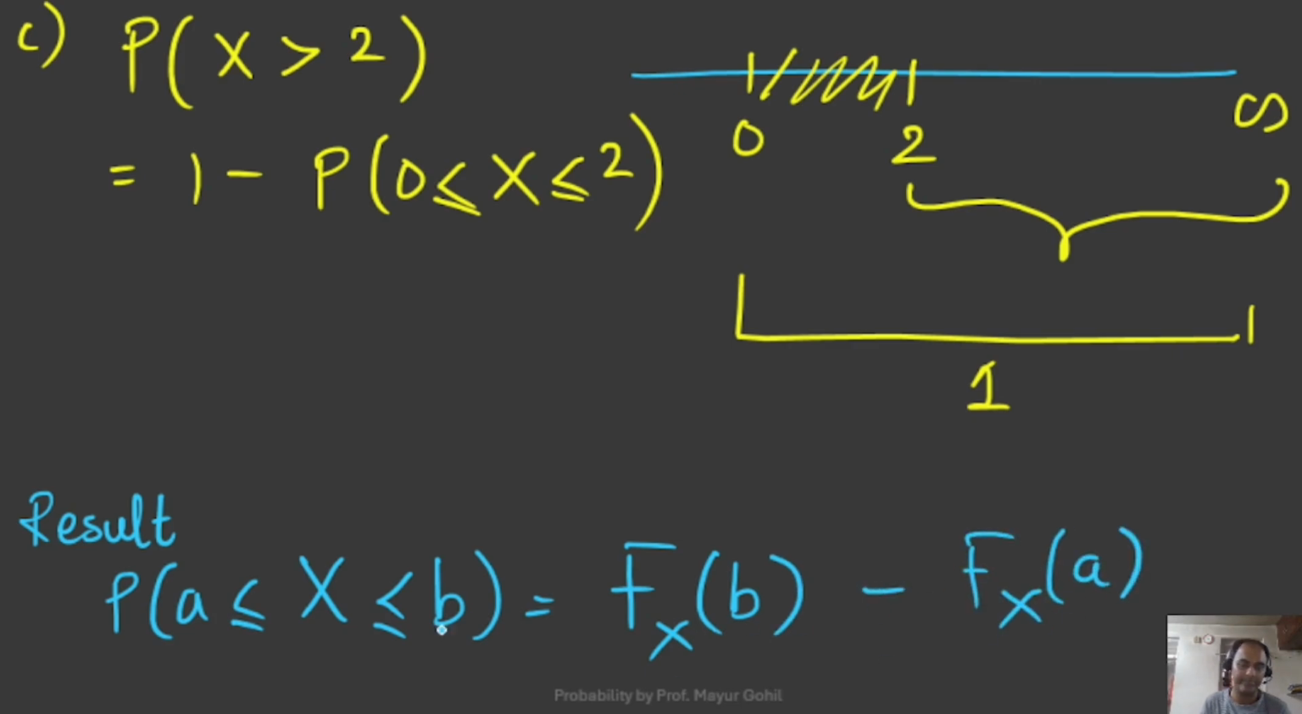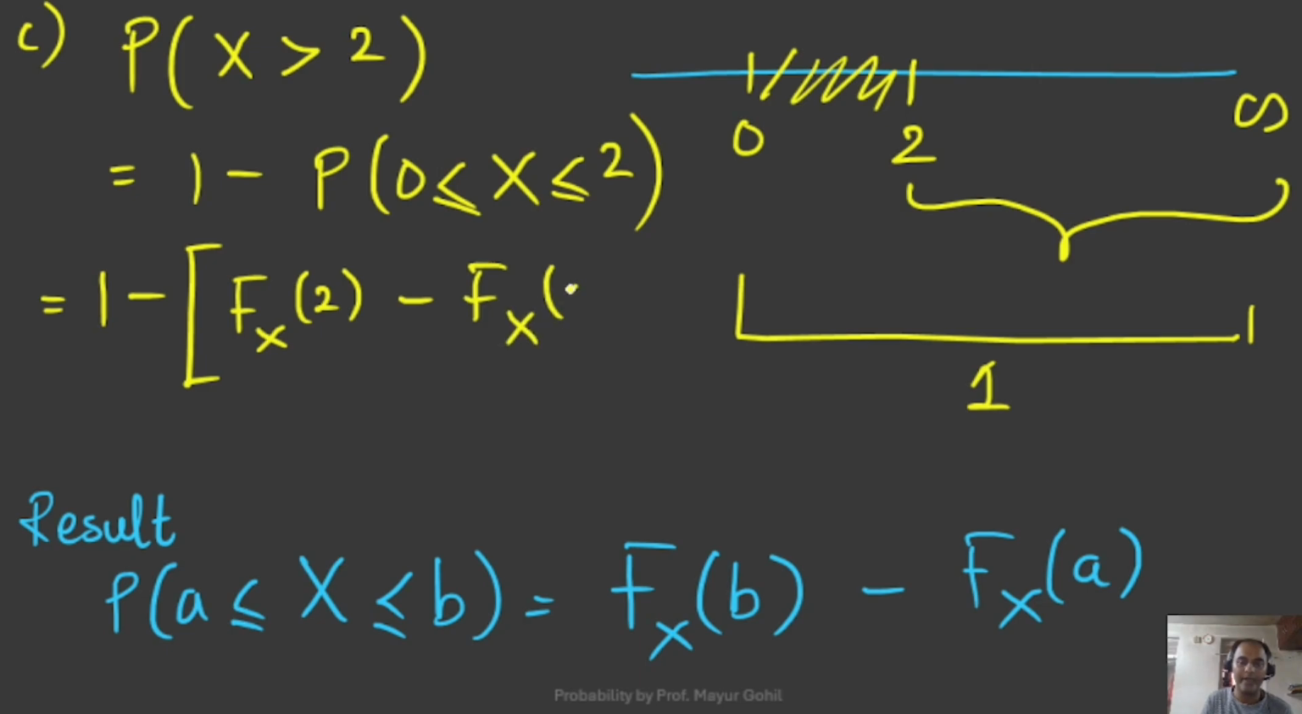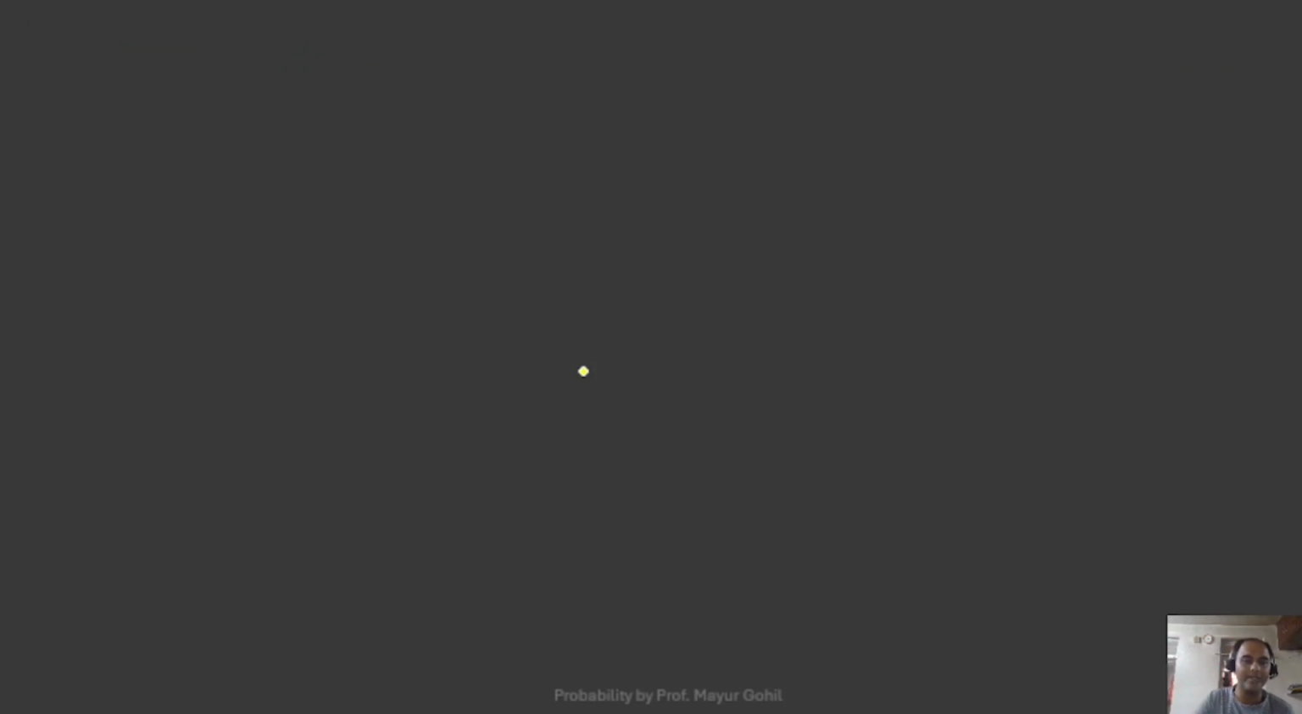Then this probability is as good as capital F of x, that is, the CDF value at b minus the CDF value at a. So using this result, I can write that this is the same as 1 minus the CDF value at 2 minus the CDF value at 0. That will be your answer for the probability, and let us calculate this.